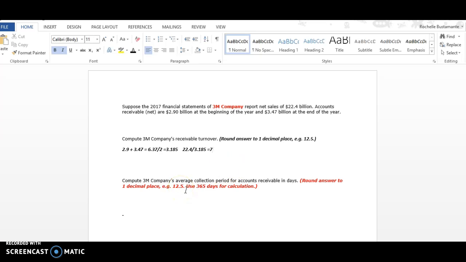So next we are asked to compute the average collection period for accounts receivable in days. And we are also told to use 365 days for this calculation. The formula for this collection period is you take 365 divided by your accounts receivable turnover. We just found the turnover of 7, so this one's pretty easy. We're going to take 365 divided by 7, which will give us 52.142. We're told to round to 1 decimal place, which is 52.1.